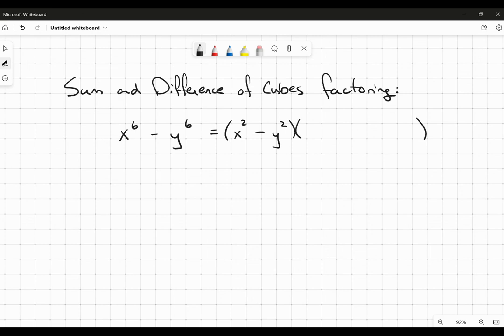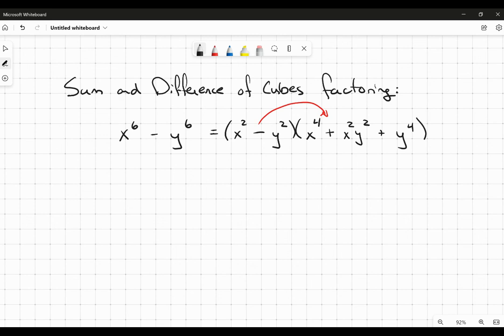Then what we do in our second set of parentheses is we take that first term that we just found, x squared, and we square it. So this is going to become x to the fourth. Then we multiply our two terms together that we found. So x squared, y squared. But we change that operation and it becomes addition. And then we add the square of that second term. So it becomes y to the fourth. And with that, we have taken into account the difference of cubes. And I hope that makes sense.